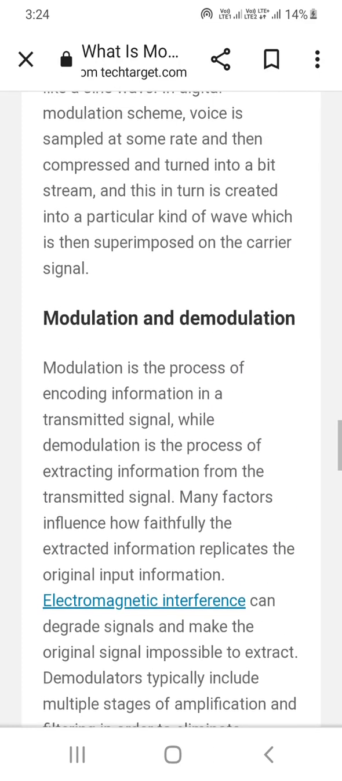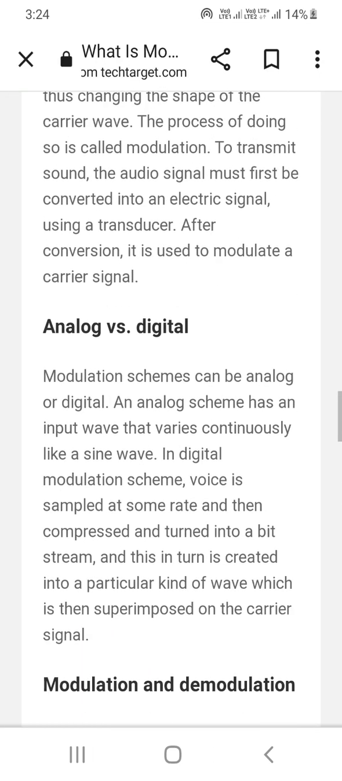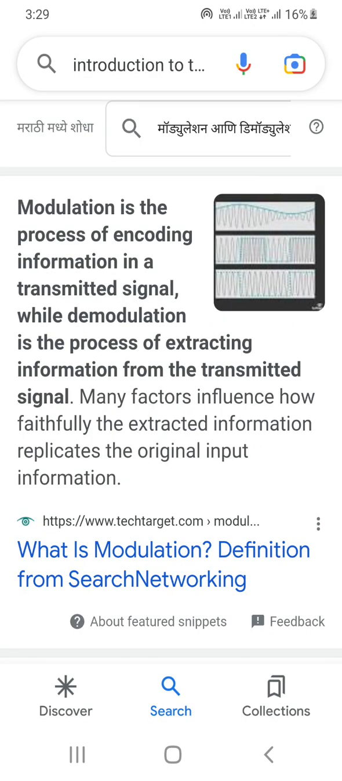So this is the amplitude modulation, this is the frequency modulation, and this is the phase modulation. Modulation and demodulation: analog versus digital. Modulation schemes can be analog or digital. An analog scheme has an input wave that varies continuously, like a sine wave, and in a digital modulation scheme the voice is sampled at a fixed rate, then turned into a bit stream and created into particular kinds of waves. In short, what is modulation and demodulation? Modulation is the process of encoding information, whereas demodulation is the process of extracting information from the transmitted signal.